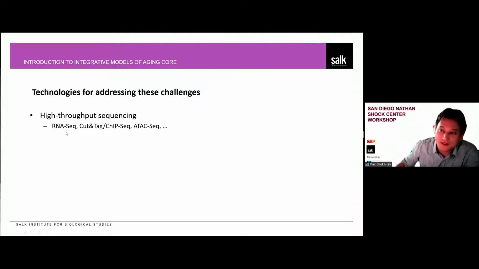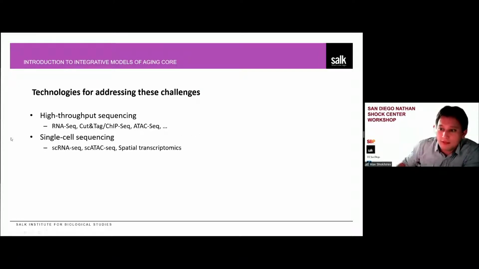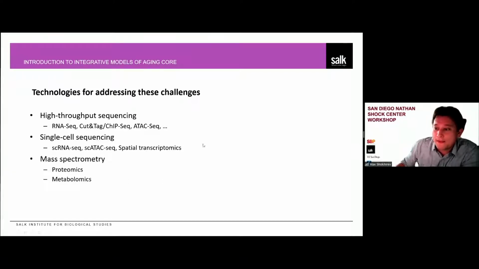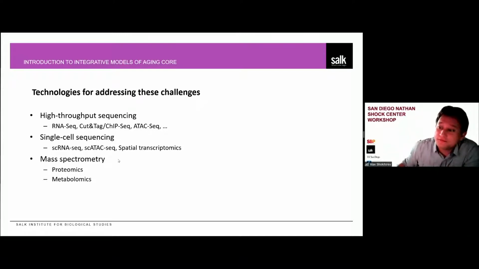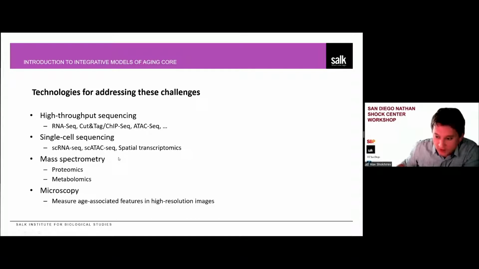Well, as you've already heard, there are a lot of really exciting technologies that are available and maturing. There's high throughput sequencing, right? This is the standard bread and butter that people use. You can look at the transcriptome, where proteins bind, and chromatin accessibility. There's single cell sequencing, of course, single cell RNA sequencing, single cell ATAC, and also spatial transcriptomics now. Then there's mass spectrometry, so proteomics, metabolomics, and of course microscopy, as I've already mentioned.